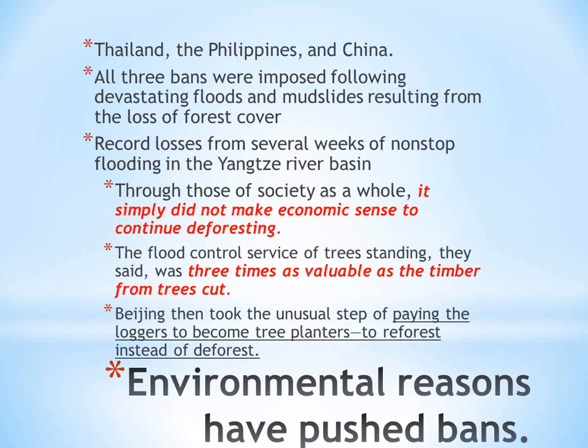Environmental reasons have pushed bans in Thailand, the Philippines, and China. All three bans were imposed following devastating floods and mudslides resulting from the loss of forest cover. Record losses from several weeks of non-stop flooding in the Yangtze River Basin were felt by society as a whole. It simply did not make economic sense to continue deforesting. The flood control service of trees standing, they said, was 3 times as valuable as the timber from trees cut. Beijing then took the unusual step of paying the loggers to become tree planters, to reforest instead of deforest.